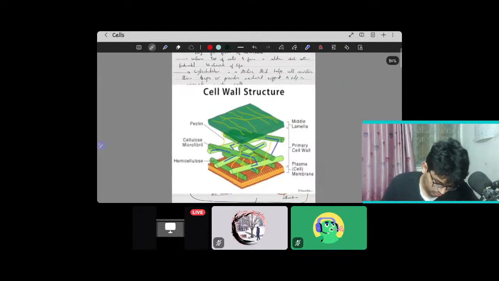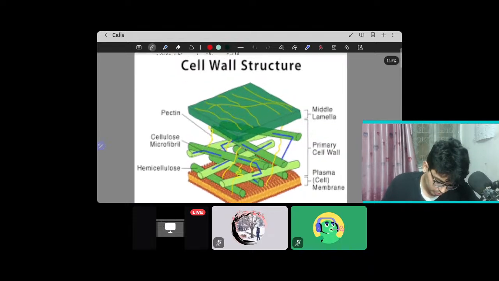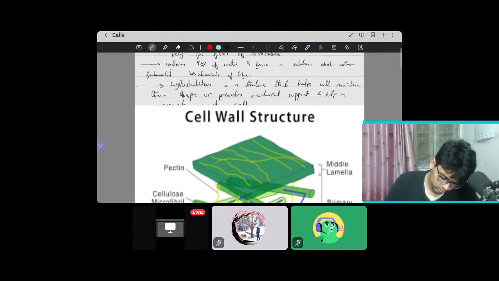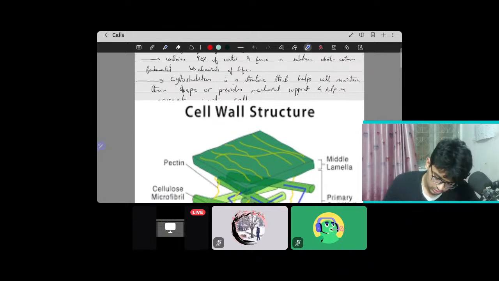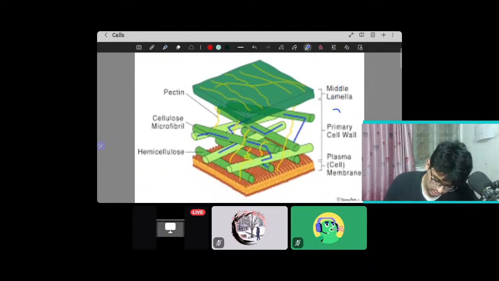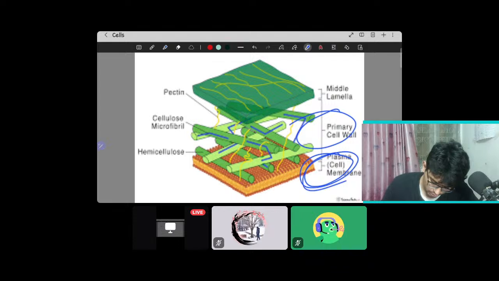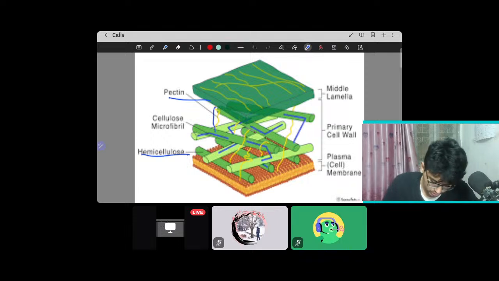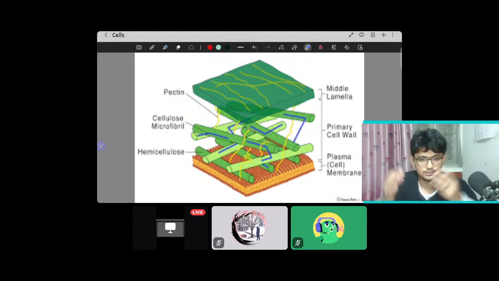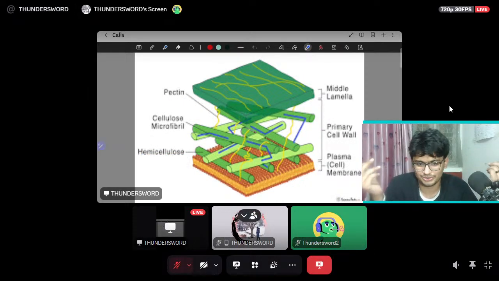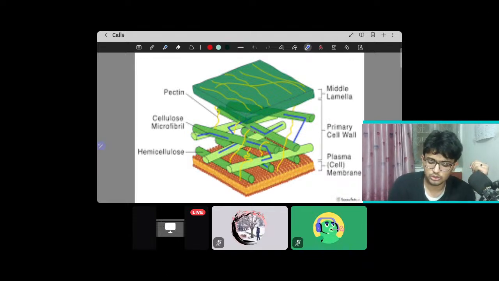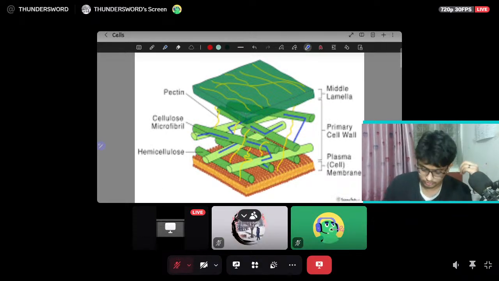So this is the structure of the cell wall here. The cell wall is made up of, this is the middle lamella, this is the primary cell wall, and this is the plasma membrane. It is cellulose microfibrils, this is hemicellulose, and these are pectins which are connected. I don't need to explain much because it's already here. What I need to do is explain the importance of it.